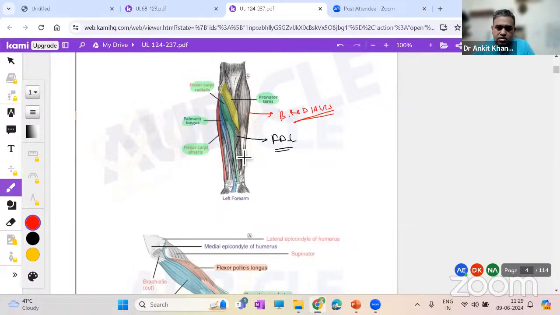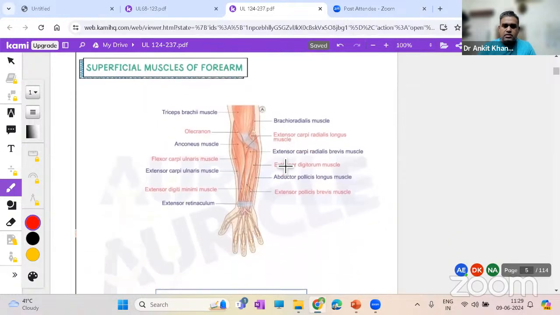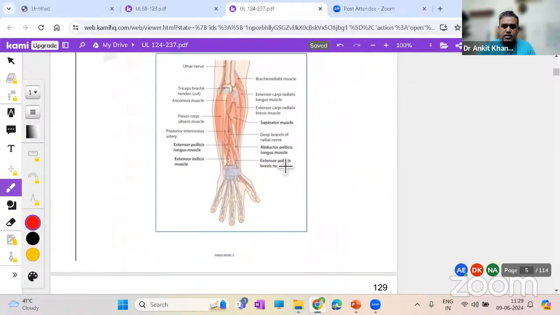FDS will be over here, and you can see the still deeper muscles, the FPL and FDP, will be over here. So they are deep, right? You see these three deep muscles. On the lateral aspect you have FPL. On the medial aspect is the huge FDP. And the small one over here will be the pronator quadratus. Okay, now superficial muscles of the forearm. Again, diagrams are there. You can just go through it.